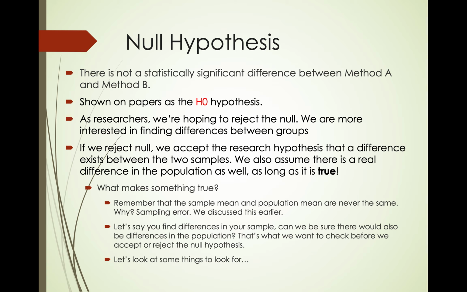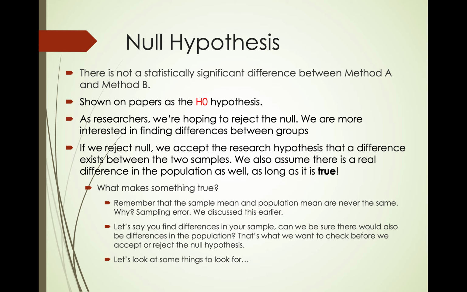So we also assume that there is a real difference in the population as well, as long as it is true. So what makes something true? Well, remember from last class that the sample mean and the population mean are never the same. And why is that? Because of sampling error. And we discussed this earlier. We discussed it last class.